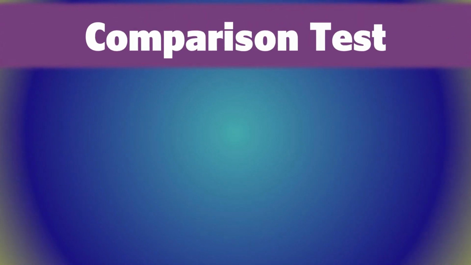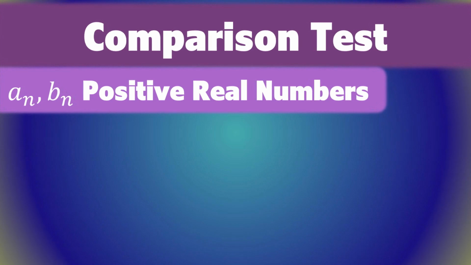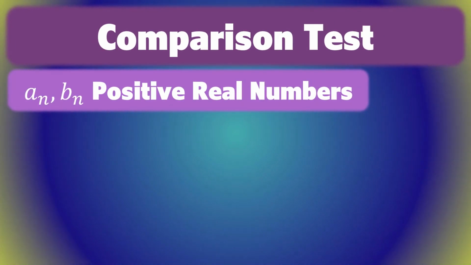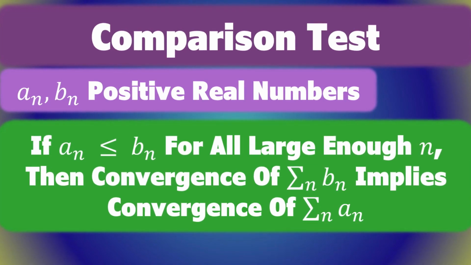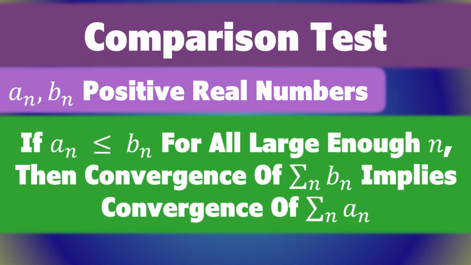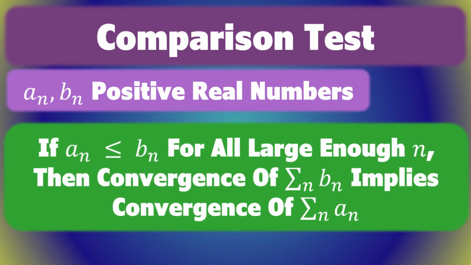Now let's mention the comparison test. Suppose that a sub n and b sub n are positive real numbers for all n. If a sub n is less than or equal to b sub n for all large enough n, then the convergence of the sum over all n of b sub n implies the convergence of the sum over all n of a sub n.